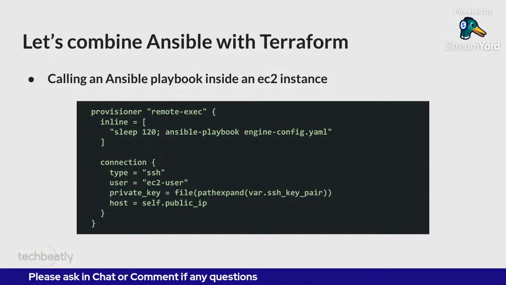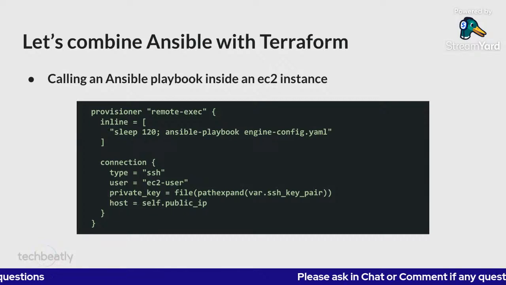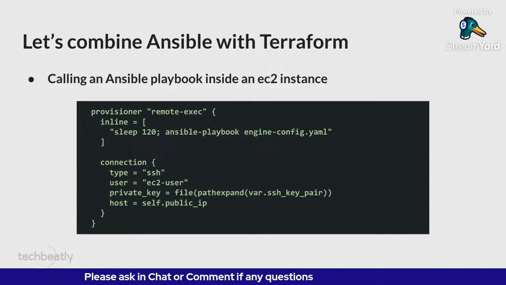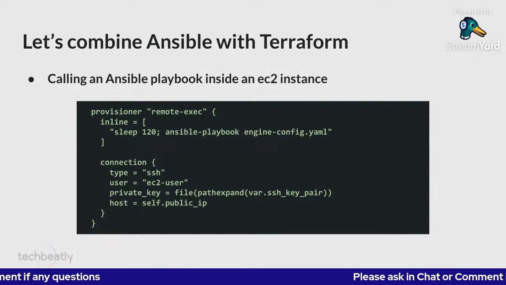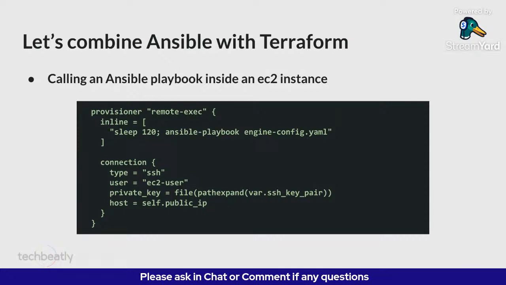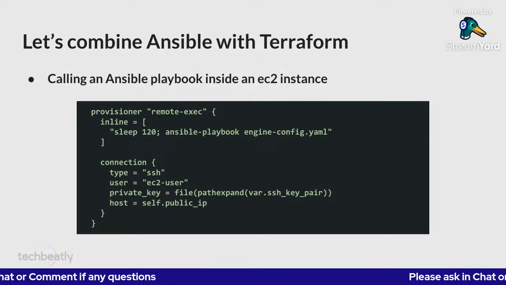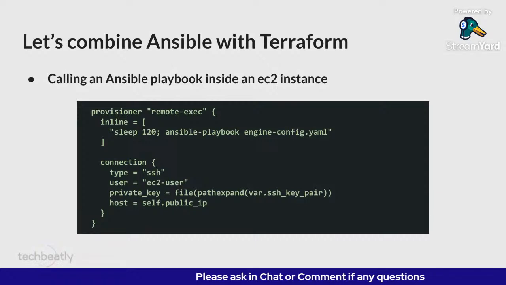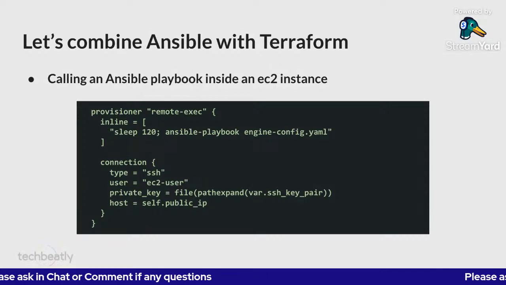Then for remote execution, we have some connection information. So we put type equal to SSH, then user equal to ec2-user. Then you give the private key. Earlier we used a password. Here we use a private key because I have this private key configured for AWS. I will show you how. And I put self.public_ip. I want to connect to the instance using the public IP of that EC2 instance. This is a very basic thing. And let me check any questions.